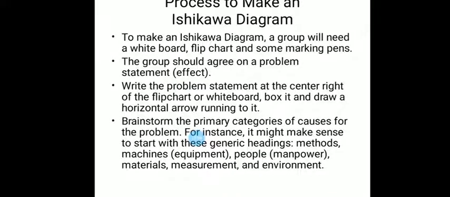To make an Ishikawa diagram, a group will need a whiteboard, flip chart, and some marking pens. The group should agree on a problem statement, the effect, and write this problem statement at the center right of the flip chart or whiteboard in a box.